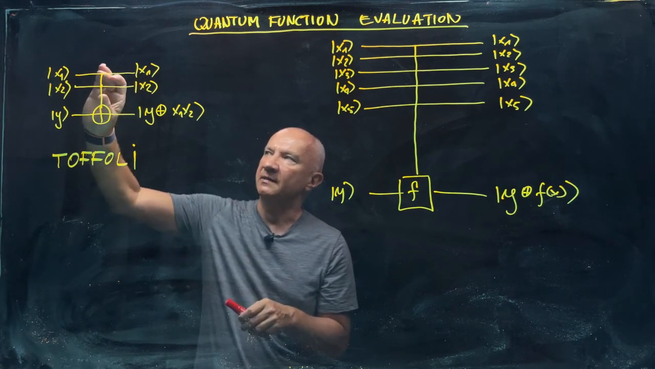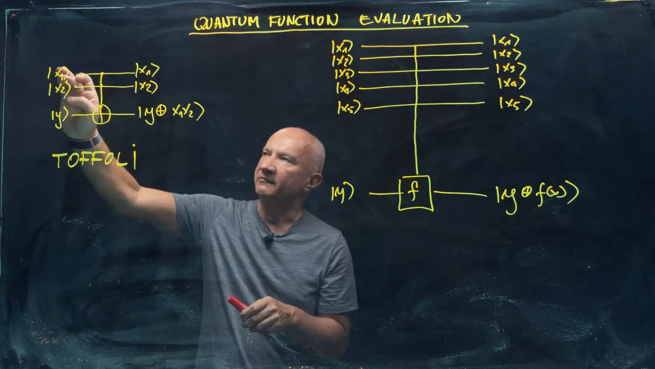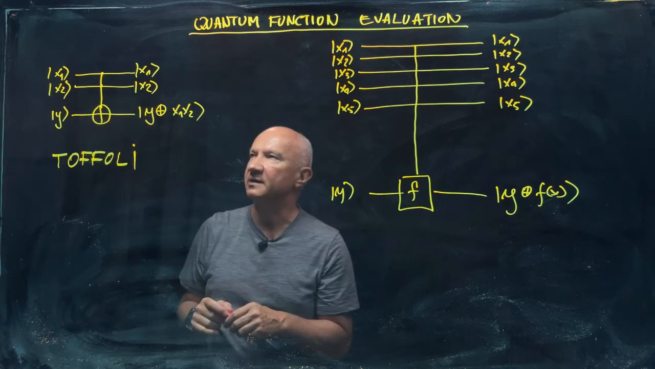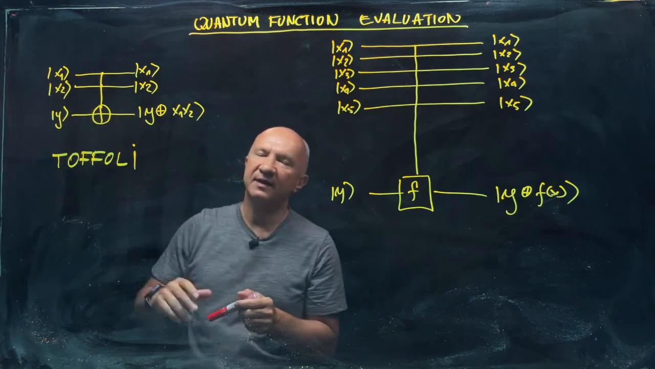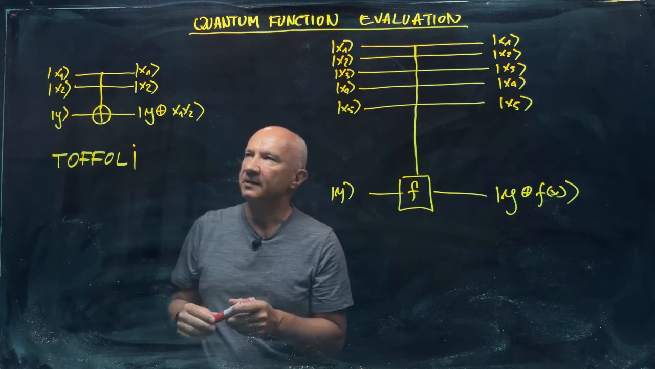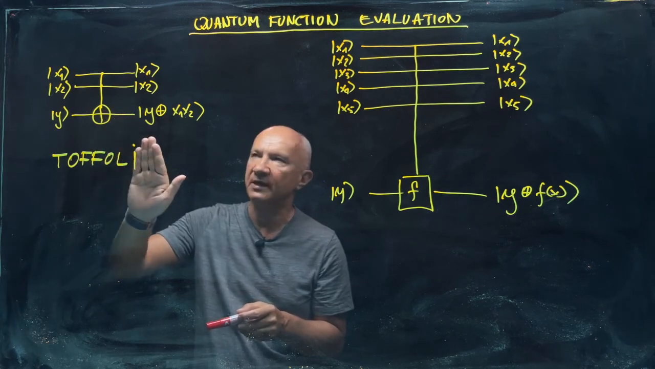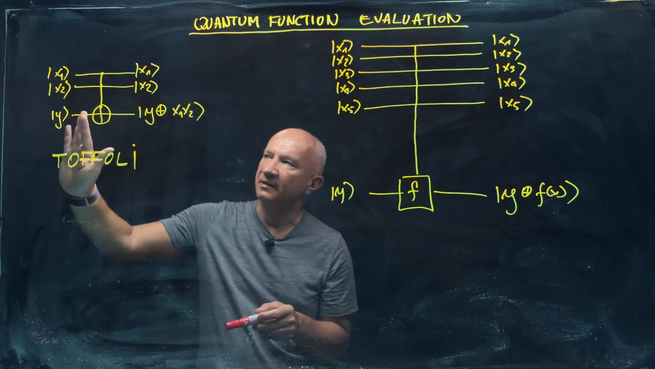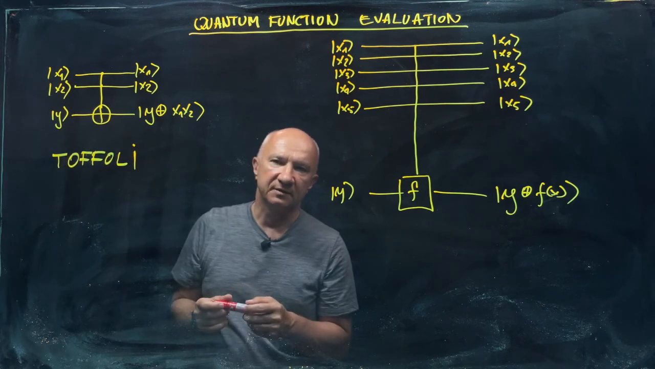If both x1 and x2, the bit values in the first and the second qubit, are equal to 1, then you perform the NOT operation on the third qubit. Otherwise, you don't do anything. So the bit value of the third qubit, call it y, survives unless x1 times x2 is equal to 1. Whenever x1 times x2 is equal to 0, the value of the third bit survives.